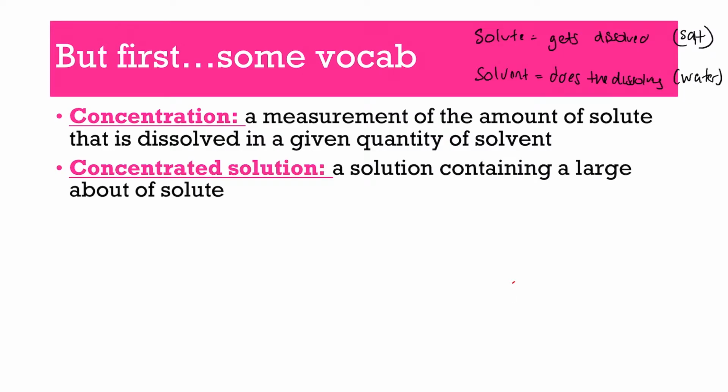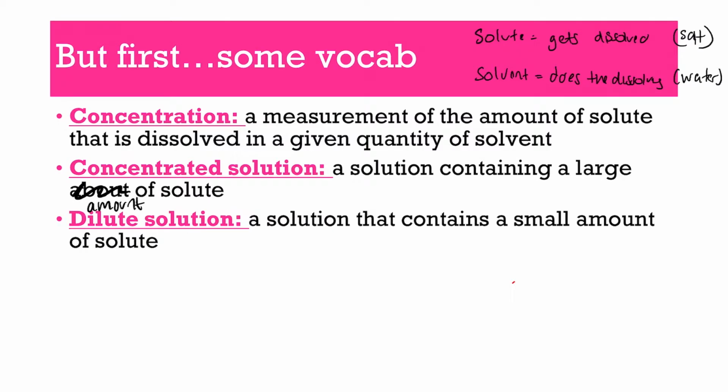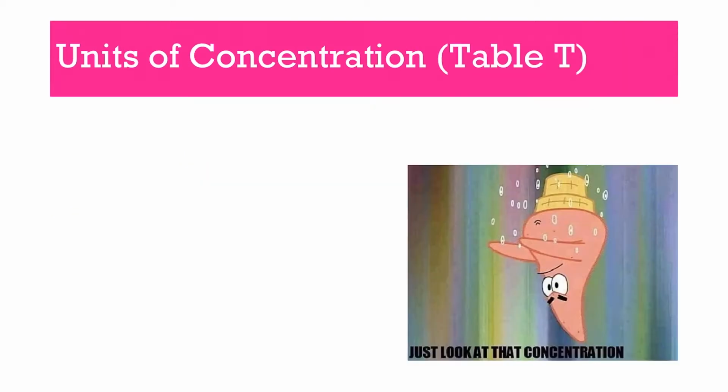If you have a concentrated solution, that means you have a large amount of solute. And if you have a dilute solution, you have a small amount of that solute. So think about it like very concentrated lemonade with a bunch of that lemonade powder. And if you have a very dilute lemonade, you have very little lemonade powder in there.